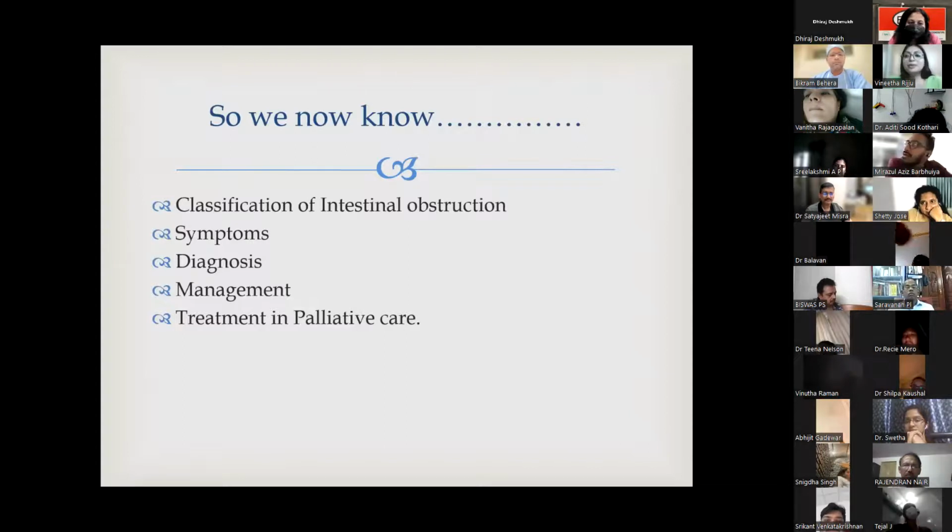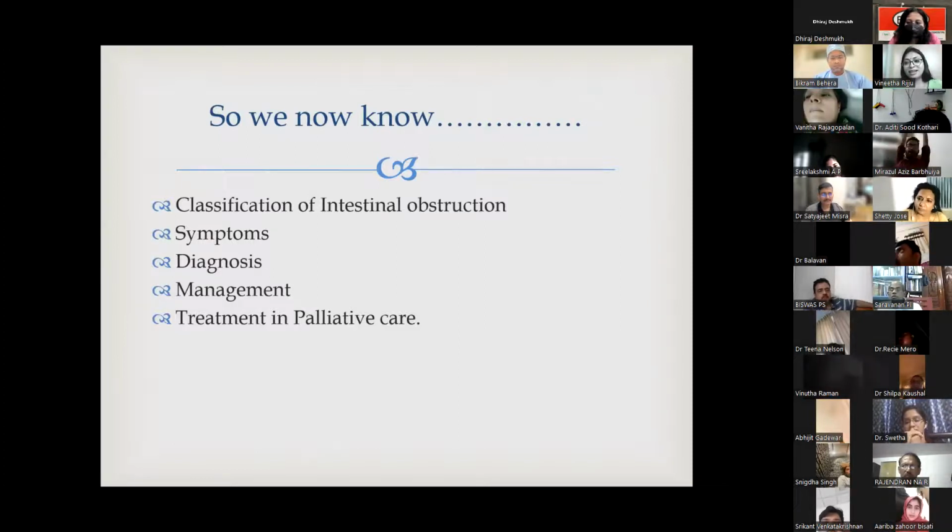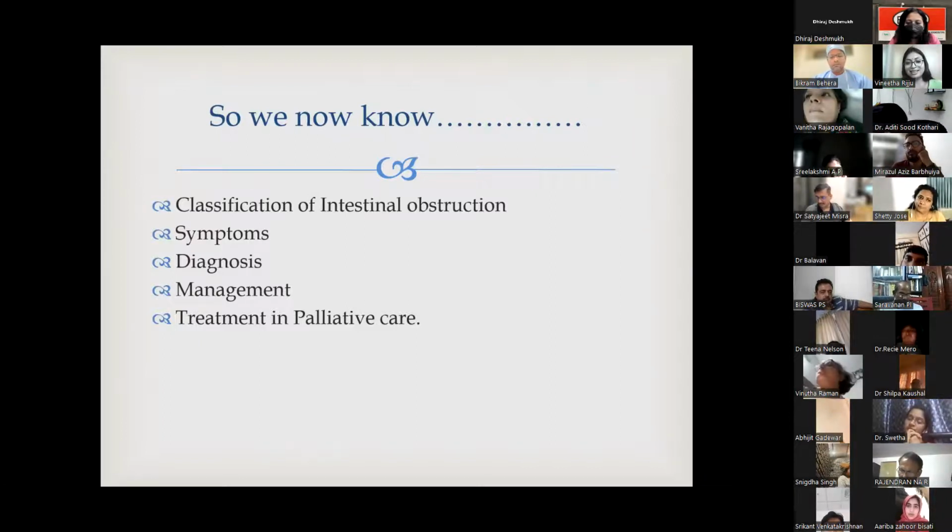So yes, we come to the end of this session. By now we know the different classification of intestinal obstruction, and what symptoms your patients will be presenting with, which helps you to diagnose whether the patient is having a bowel obstruction, and where the bowel is obstructed. You can understand that, and how to manage and how to treat a bowel obstruction in a patient who is receiving palliative care, right? So any more questions?